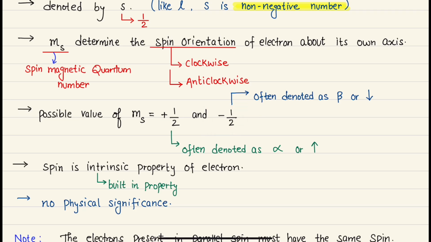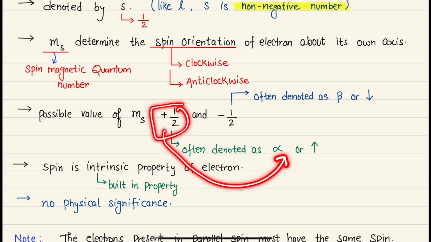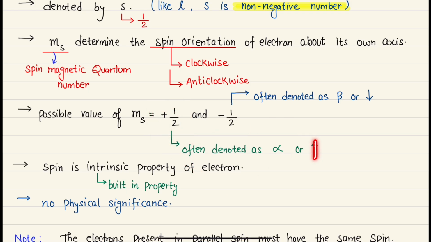We can choose clockwise and anti-clockwise; it's your decision. But often plus half is generally denoted by alpha, or an upward arrow, and minus half is generally denoted as beta, or a downward inverted arrow.